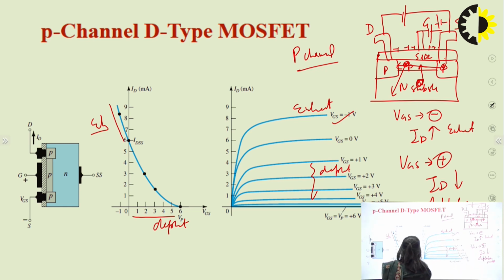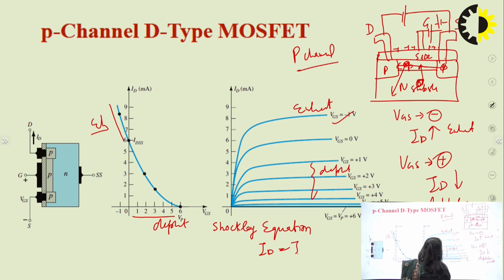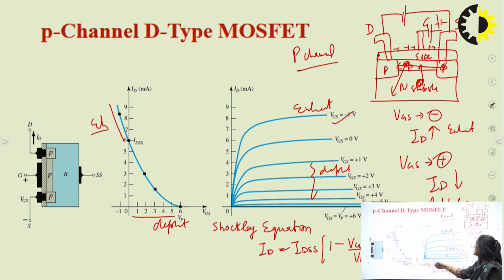And it follows the Shockley equation, that is ID is equal to IDSS times (1 minus VGS upon VP) whole square. So it follows this equation. Now if here we put VGS is equal to VP, then ID would be equal to 0. At VGS is equal to VP, ID would be equal to 0.